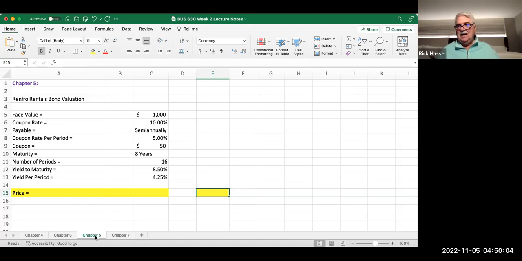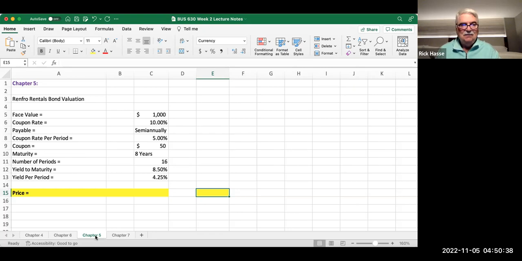Bonds are issued in lots of $1,000. So if I want to buy a bond in a company like Renfro Rentals, I can go to a broker, sometimes even to a bank, and with $1,000, I can buy 1 bond. Now, what does that $1,000 buying 1 bond get me? It gives me interest paid to me every year, and the principal, the $1,000, paid back to me at the end, at the maturity date of the bond.